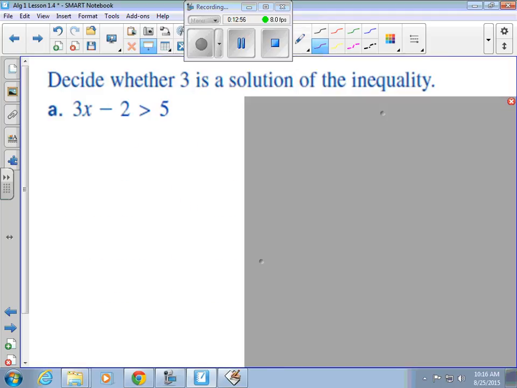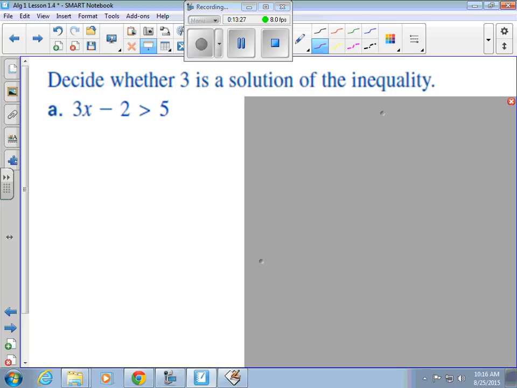On the back, try this one. Decide whether 3 is a solution. 3x minus 2 is greater than 5. Take about 30 seconds. That's good. You don't need 30 seconds for that.